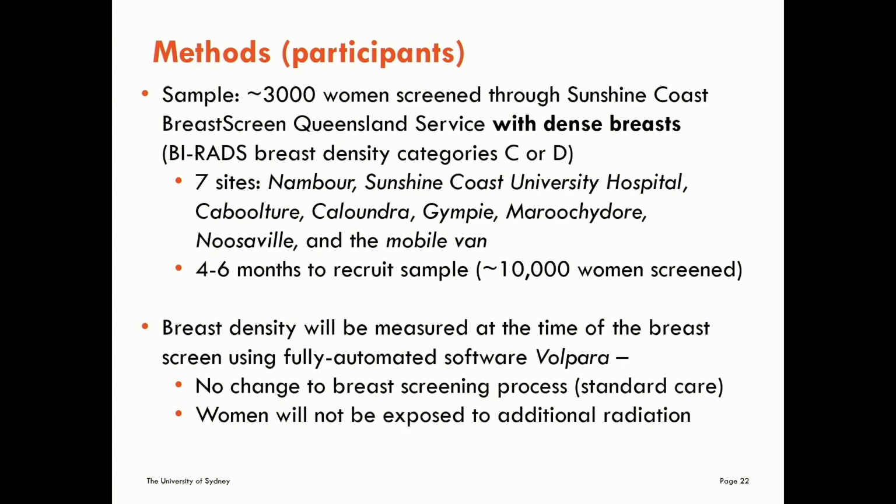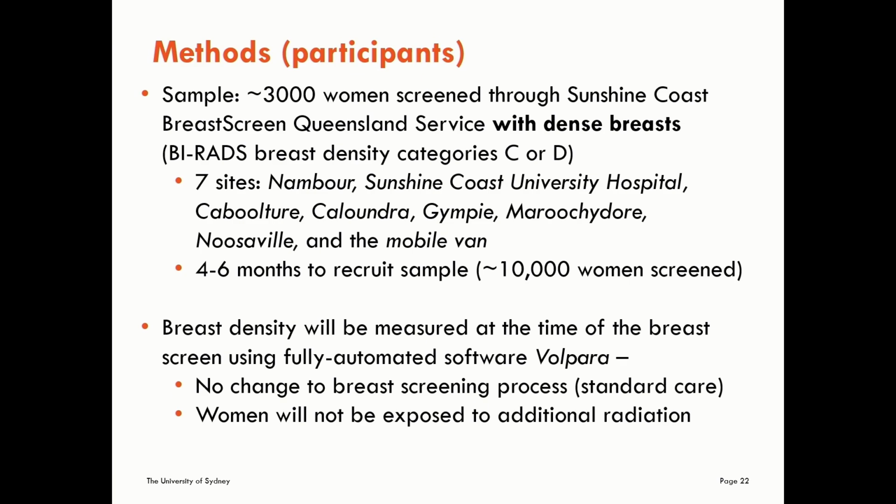Now, our sample is around 3,000 women who are going to be screened through the Sunshine Coast Breast Screen Queensland service with dense breasts. So only women who are identified in categories C and D will be included in the study and will be randomized. The other women in A and B won't be included. Everyone's screen will be as normal, and their communication will be as normal. And we'll be running this across the 7 sites that Lisa mentioned before, and in the mobile van. And we're hoping that we can do this within 4 to 6 months to reach that sample of 3,000 women.